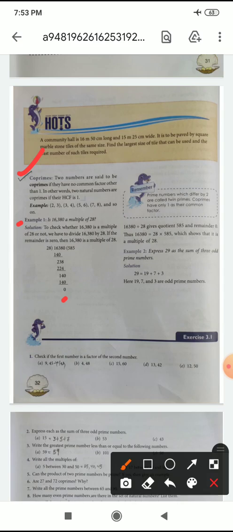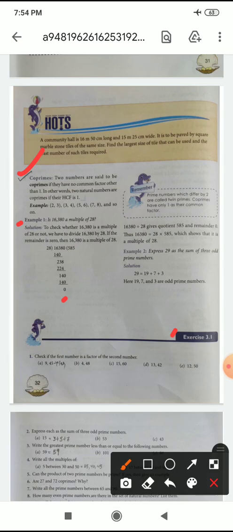Then example 2. Express 29 as the sum of 3 odd prime numbers. 29 equal to, children, 3 odd prime numbers. So 19 plus 7 plus 3. These three numbers are prime and odd numbers and their sum will be 29. Okay, children, clear?